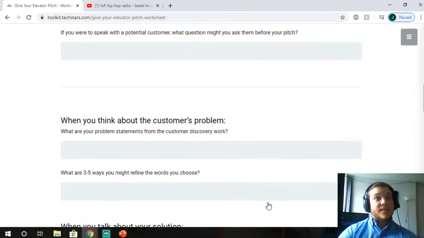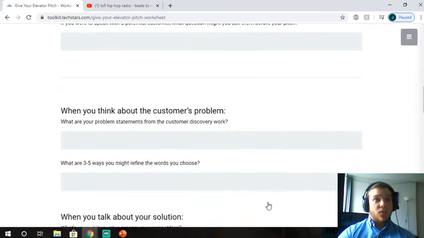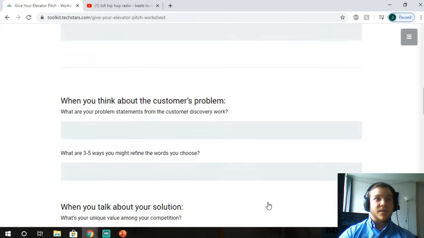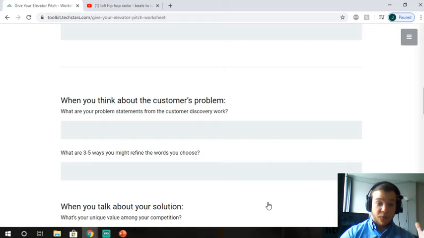Then you go in to think about the customer's problem. So what are your problem statements from the customer discovery work? This was the customer discovery work I talked about before. Again, you can go back to some of the previous sessions and look at them. All of them are in the toolkit, but you can go to creating your problem statements. And when you create your problem statements, you'll list them in here.